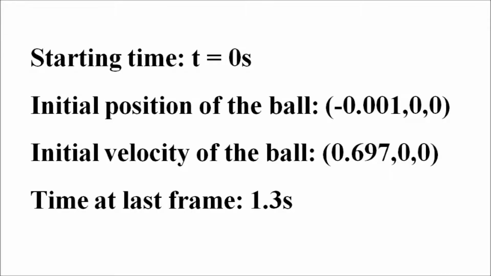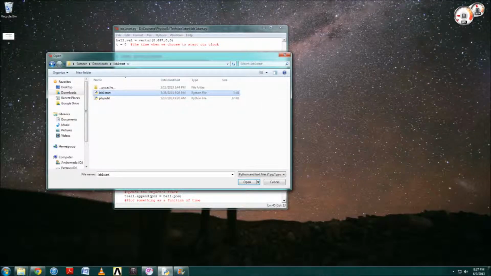We note down the following values from the experimental data that we obtain. The initial velocity can be calculated by dividing the difference between the positions and time at the first two time steps recorded by Tracker. Now we will take a look at the computational model for this analysis.